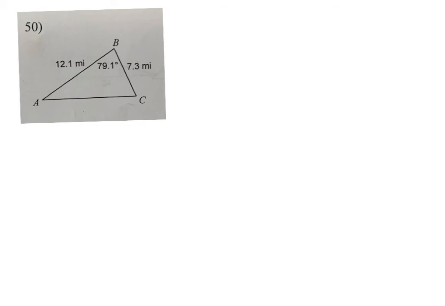For number 50, they have given us an angle and they have given us two sides. However, they have not given us the side opposite one of our angles. They want us to solve this triangle. This means I want every single angle and every single side. So when I'm done with this, I should have the measure of angle A, angle B, angle C, side A, side B, and side C.